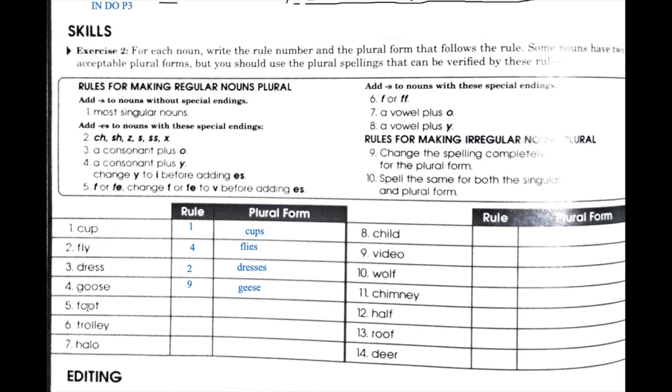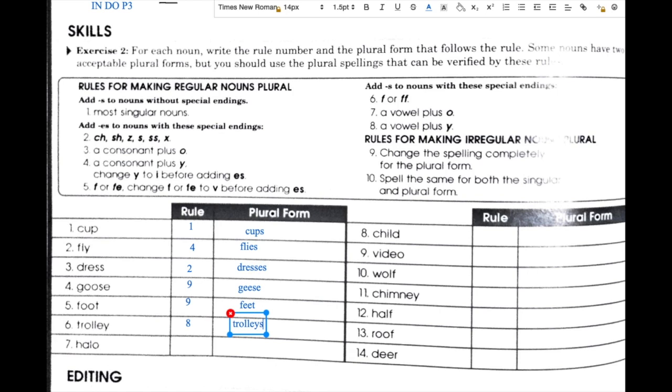Foot. Again, we have a double O here. This should tip you off that it's probably pretty irregular. Let's look at our rules for irregular. It follows rule number 9 because it's completely irregular. For foot, we have to completely change it and make it feet. Trolley ends in EY. So that's a vowel plus a Y. That's rule number 8. And so for rule number 8, we actually just add an S, which is pretty easy. So trolleys.